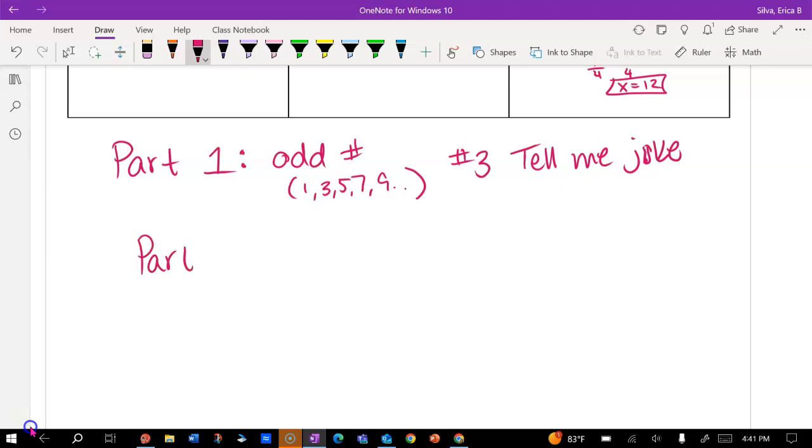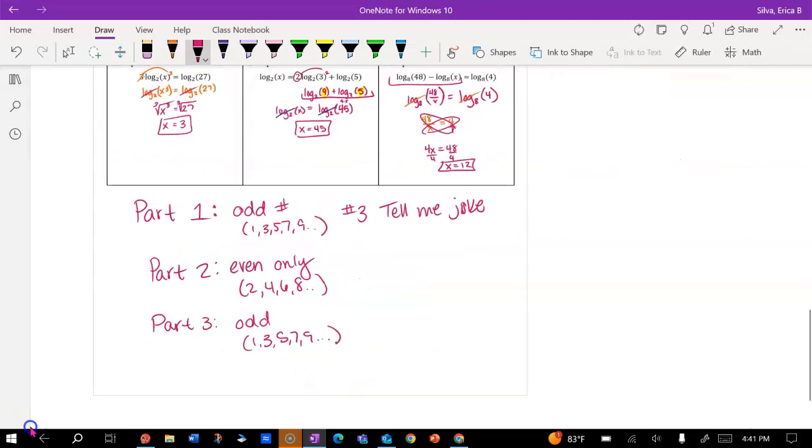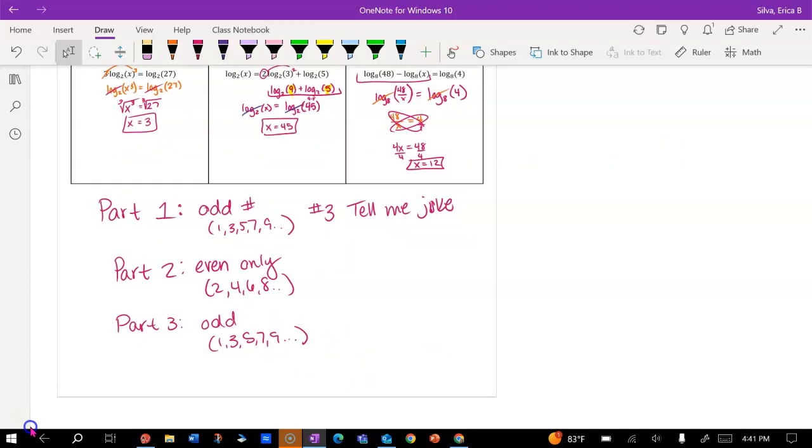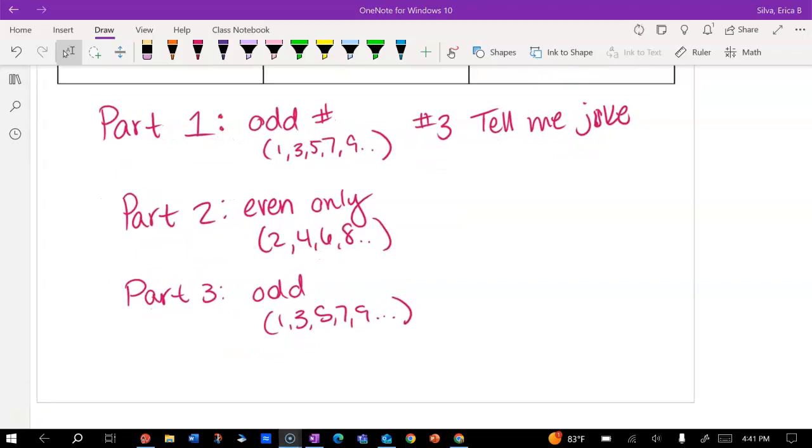And then for part 2, we're going to do even only, and those are 2, 4, 6, 8, and so on. And then for part 3, again, you will only do the odd, which is 1, 3, 5, 7, 9, and so on. Be sure to show all your work. I will post the answer key online. Use the key wisely and enjoy.